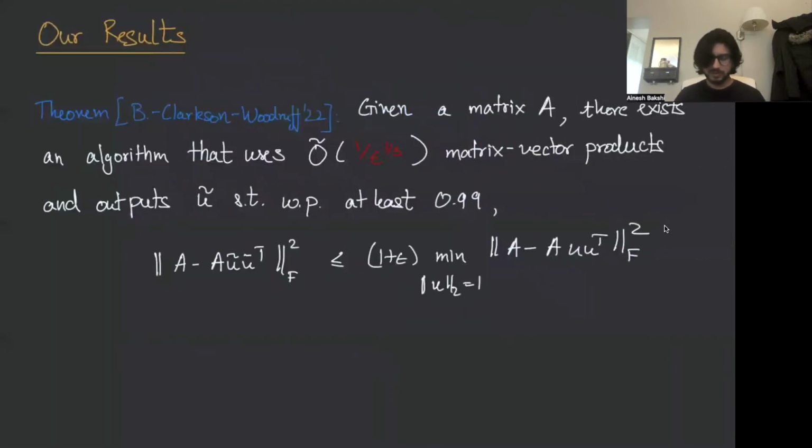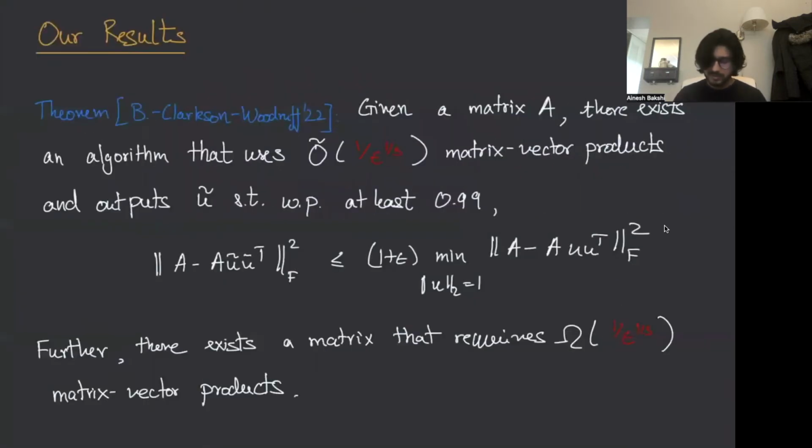More generally, what we show is that with 1 over epsilon to the 1/3 matrix vector products, we can get a U tilde that is, with probability at least 0.99, a 1 plus epsilon approximation to OPT. This is just formalizing the result from the previous slide.